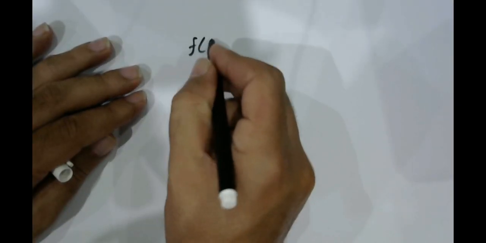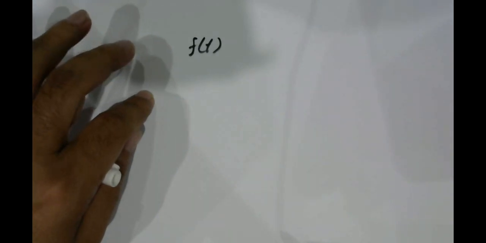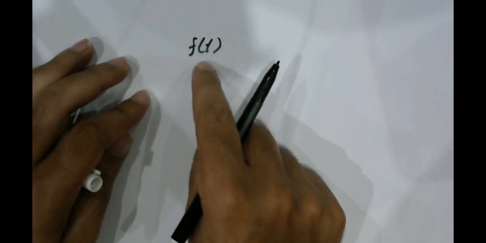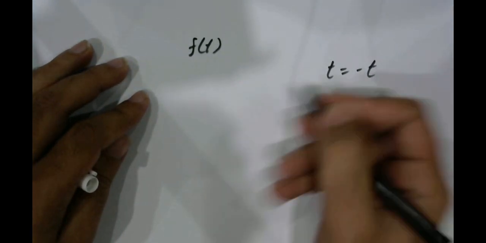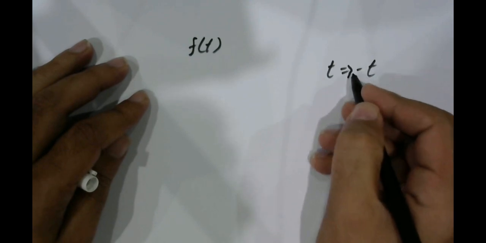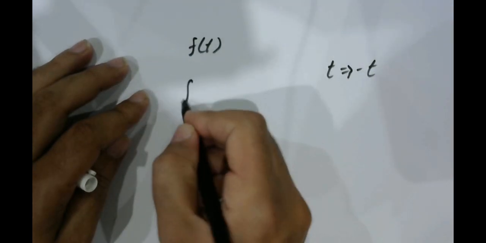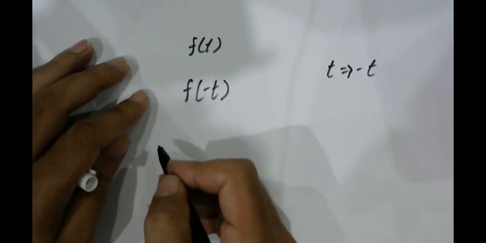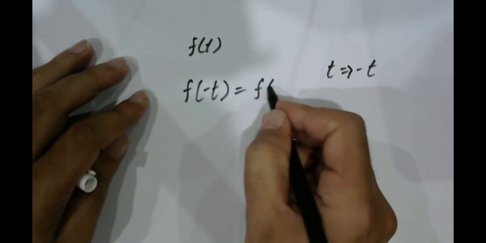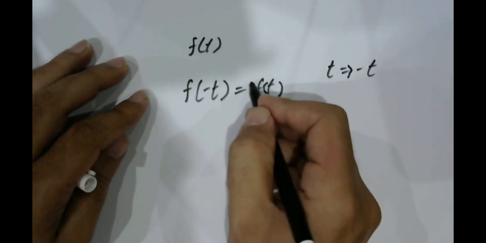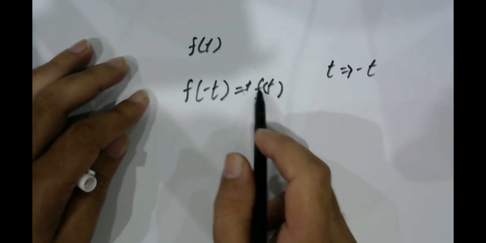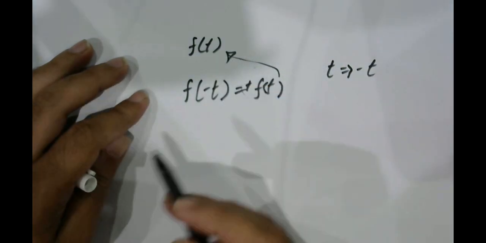Now, what is an even function? Say you are given a function f of t, and you need to find out whether it is an even function or an odd function. What you do is you put minus t instead of t over here. If this is again equal to f of t, meaning it does not change f of t, then this function is called what?